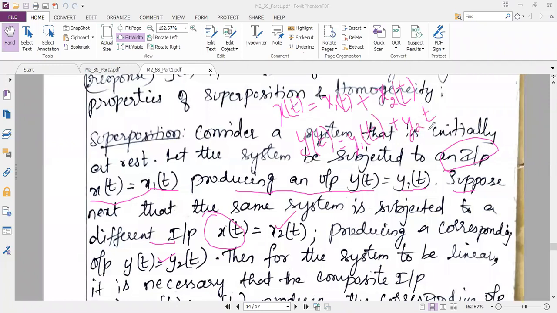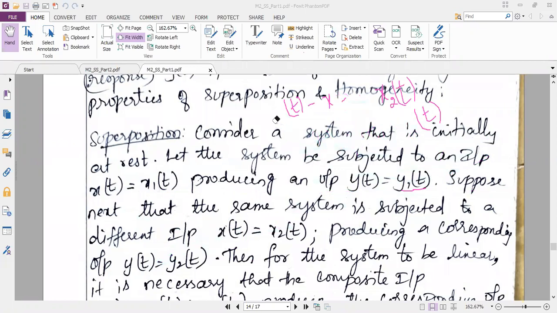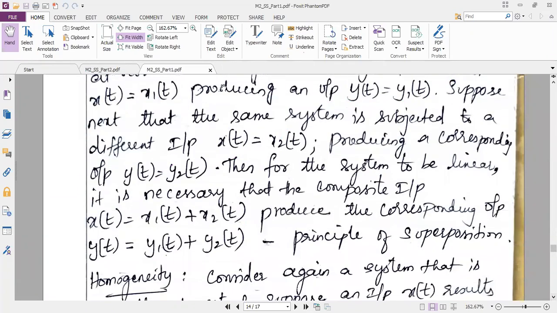If I have n number of inputs, all the inputs if I add, I should get the output. Output is nothing but the addition of all the outputs. If I have 3 inputs, the sum of 3 inputs should be equal to the sum of 3 outputs. That's it. That is the meaning of superposition. So my linearity condition should follow this property. Along with this property, it has to follow one more property called homogeneity. The same thing I have written here. You can write the notes later. X of t is equal to x1 of t plus x2 of t produces the output y of t equal to y1 of t plus y2 of t. This is the meaning of the principle of superposition.